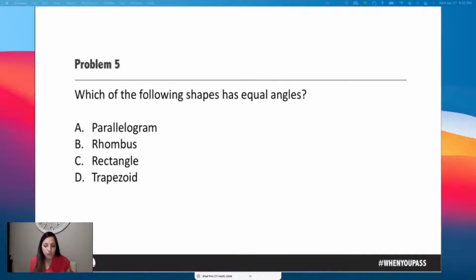All right. Which of the following shapes has equal angles? Parallelogram, rhombus, rectangle, or trapezoid? But you can still find me on Facebook, so it reminds me.